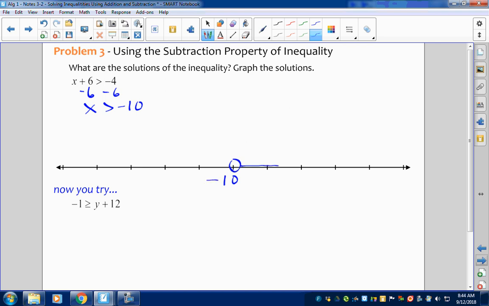So we're just going to kind of picture that you're right at negative 10. If you need to, you could put some other values here. Negative 9 would be there. Negative 11 would be there, just to give it some perspective. Well, maybe let's make that negative sign a little smaller. And then shade to the right. So x is greater than negative 10.